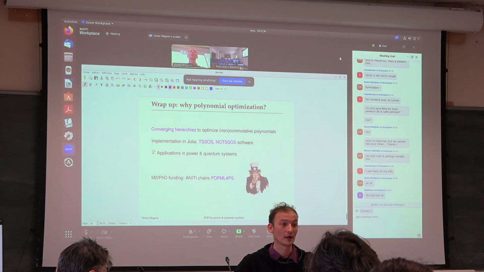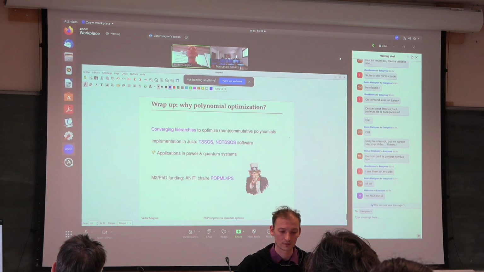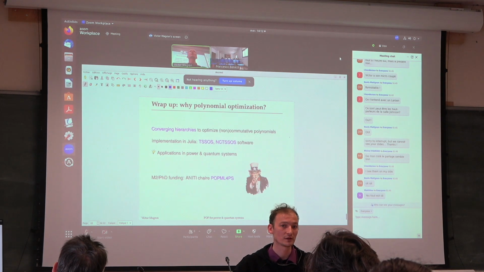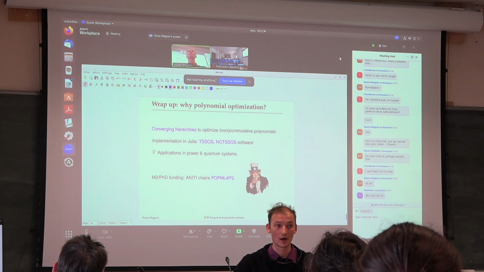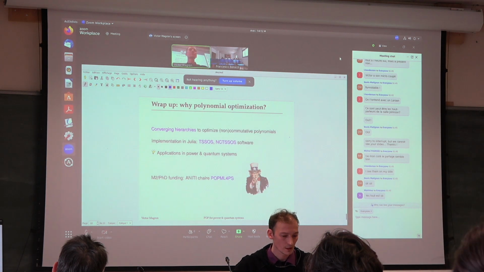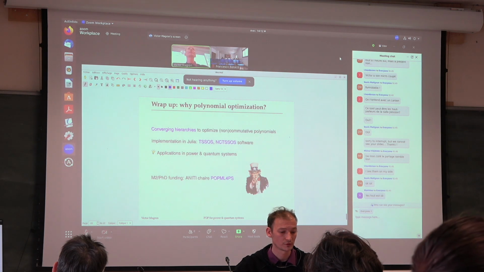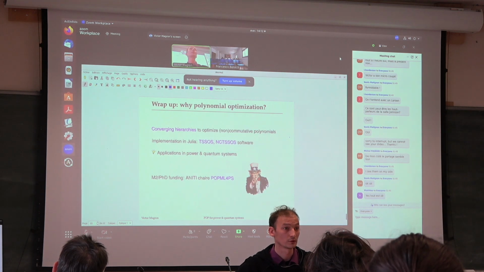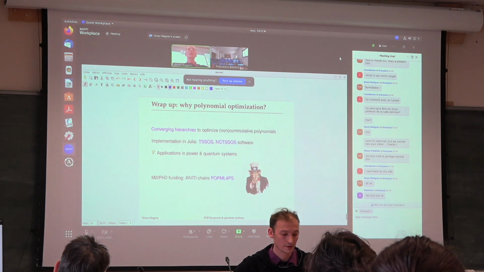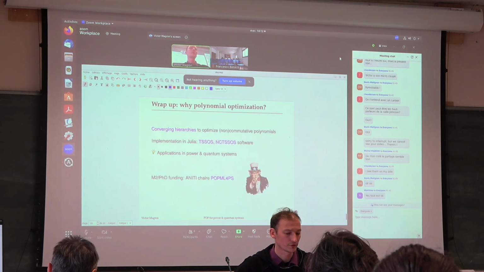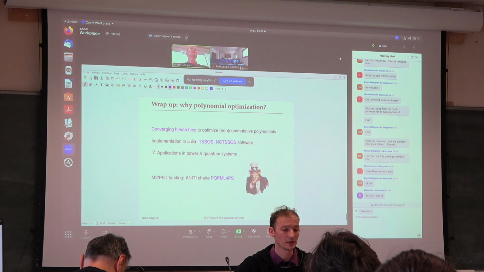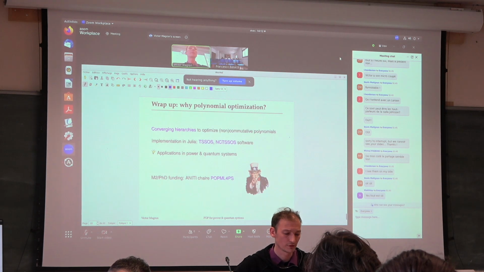And I wanted to end the talk by saying that these polynomial optimization techniques are a very powerful tool to model a wide range of problems. And you can build quite efficient approximation algorithms, and there is software to do all of this for you. And many applications in modern fields, so power energy and quantum information theory.